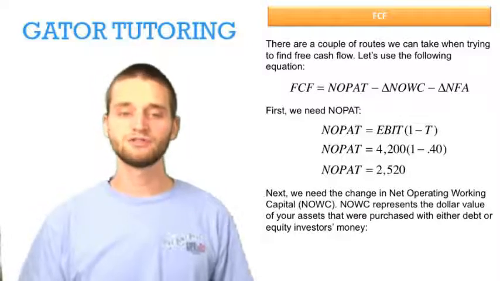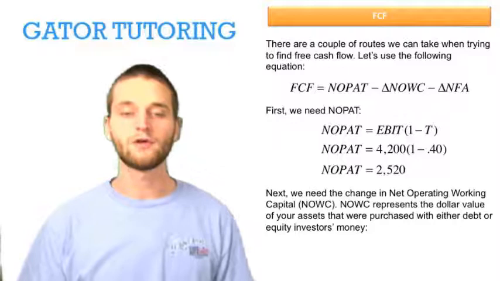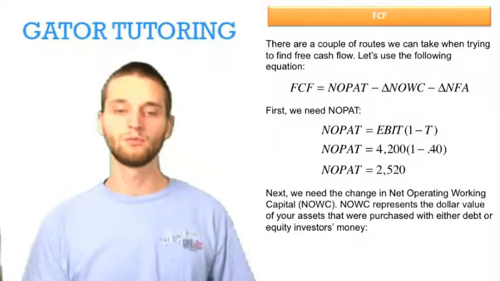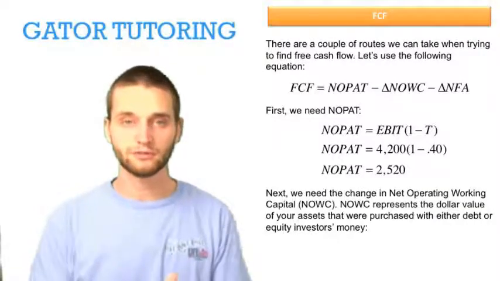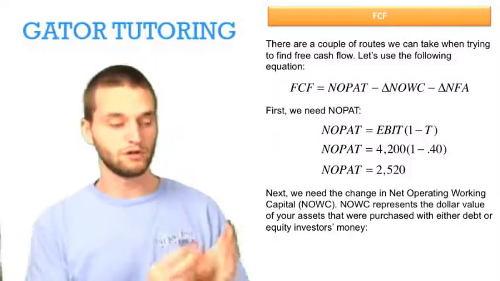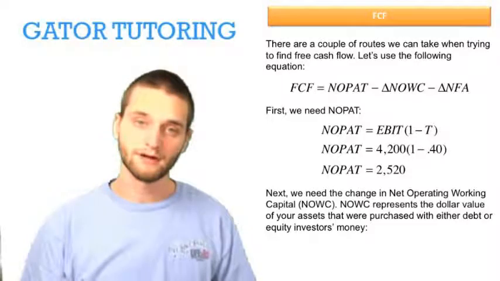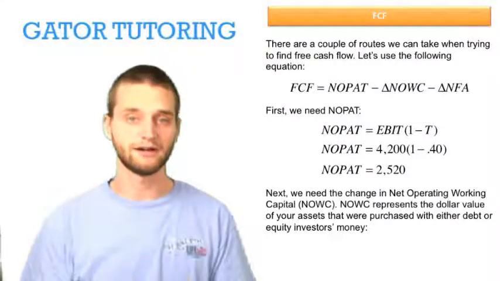Next, we need the change in net operating working capital, NOWC. NOWC represents the dollar value of your assets that were purchased with either debt or equity investors' money. So NOWC just represents the money that we raised from our investors, and we use that money to purchase assets, but we're only looking at the investors who gave us money that require some rate of return. That's what this whole free cash flow idea is about.